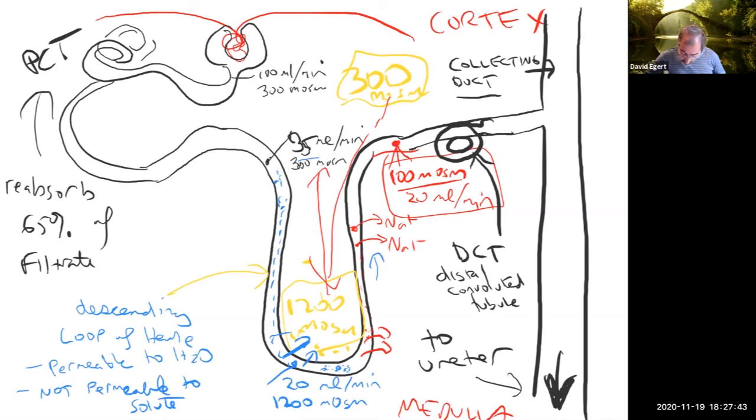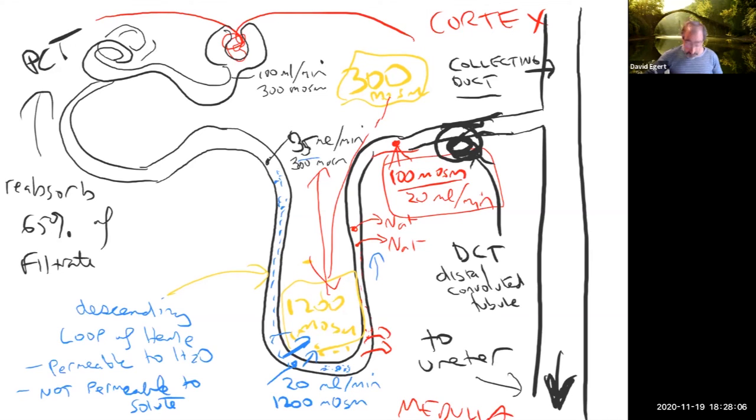The distal convoluted tubule has more secretion as well as some absorption. But it's just more places for things to either get into the tubule from the blood or leave the blood into the tubule. But the DCT does not do a lot of dramatic reabsorption.